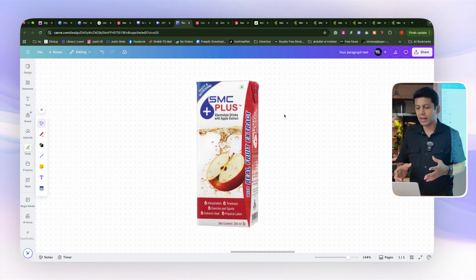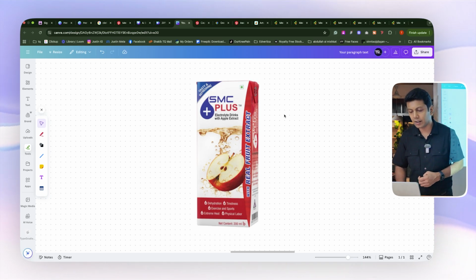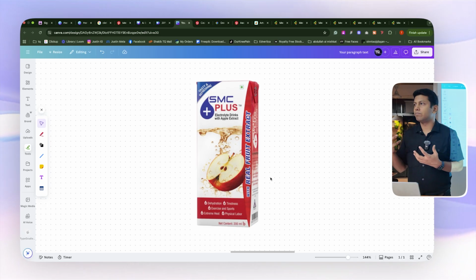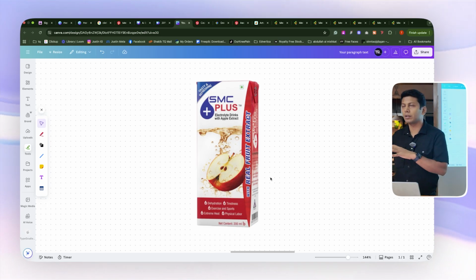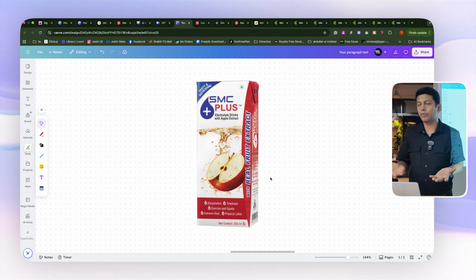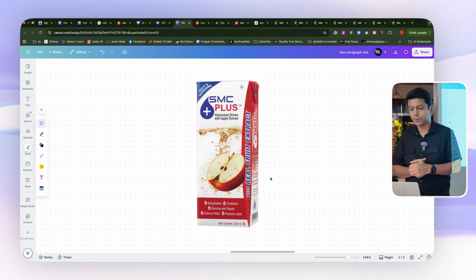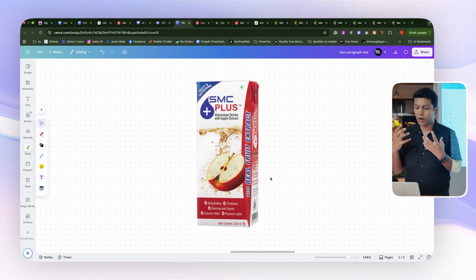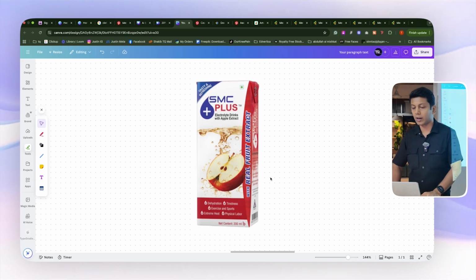So let's take another example. This is an electrolyte drink. Most of its target audience is health conscious and productive. This is the target or the customer avatar, for example. So how would we prepare the lifestyle photographs for this particular product or for their audience?